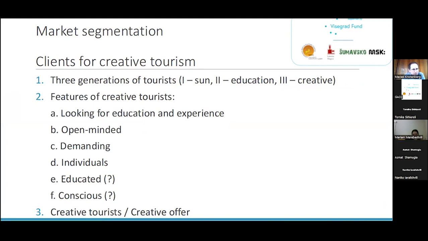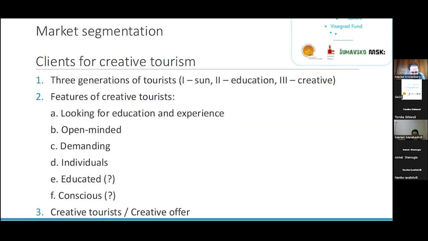Some sort of sum up about the features of the creative tourists. Who is the client for creative tourism? And we can start the discussion about it with this statement about three generations of tourists.